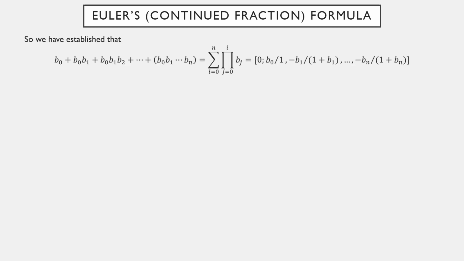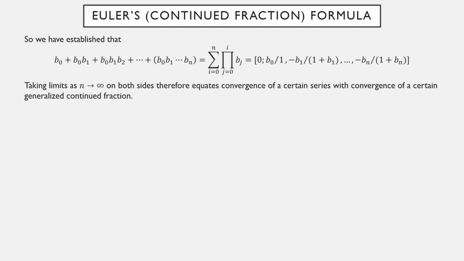So what we've established is that for any sum of products of this pattern, it can be represented through a very specific generalized continued fraction. If you take a limit as n goes to infinity, assuming one side converges, the other one must as well. Okay, so on the left we have a certain series, an infinite collection of sums. And on the right, we'll have a continued fraction, a generalized continued fraction. So if we can establish that the series on the left converges, well then, the generalized continued fraction on the right must converge to the same thing.